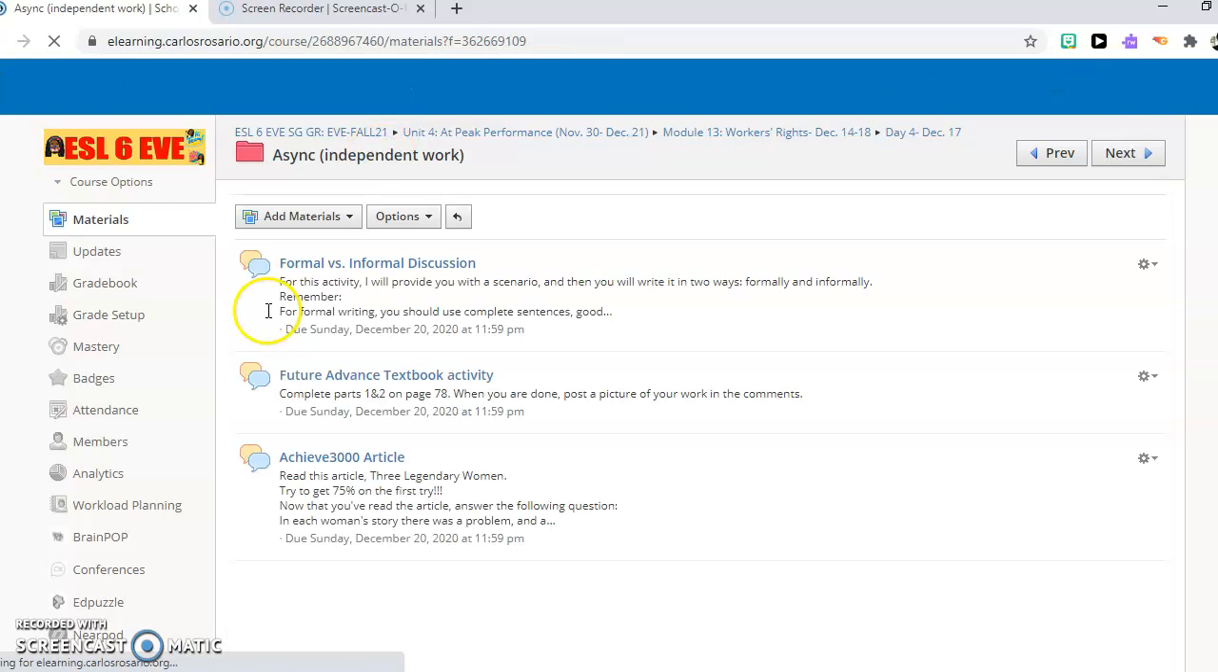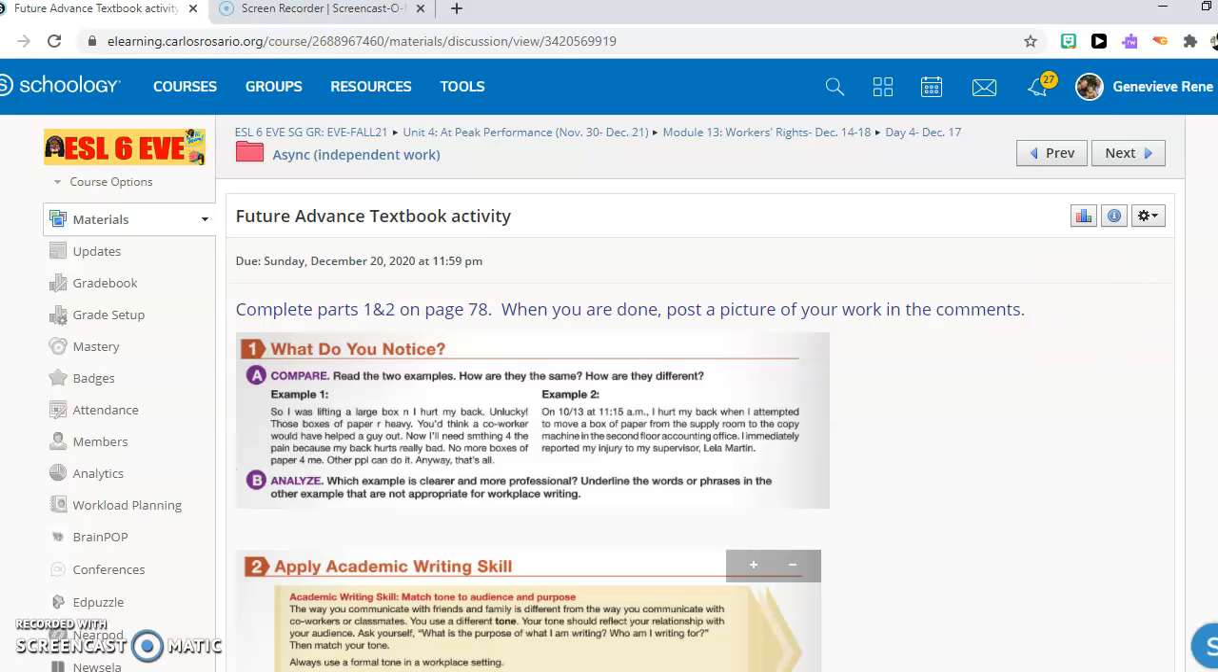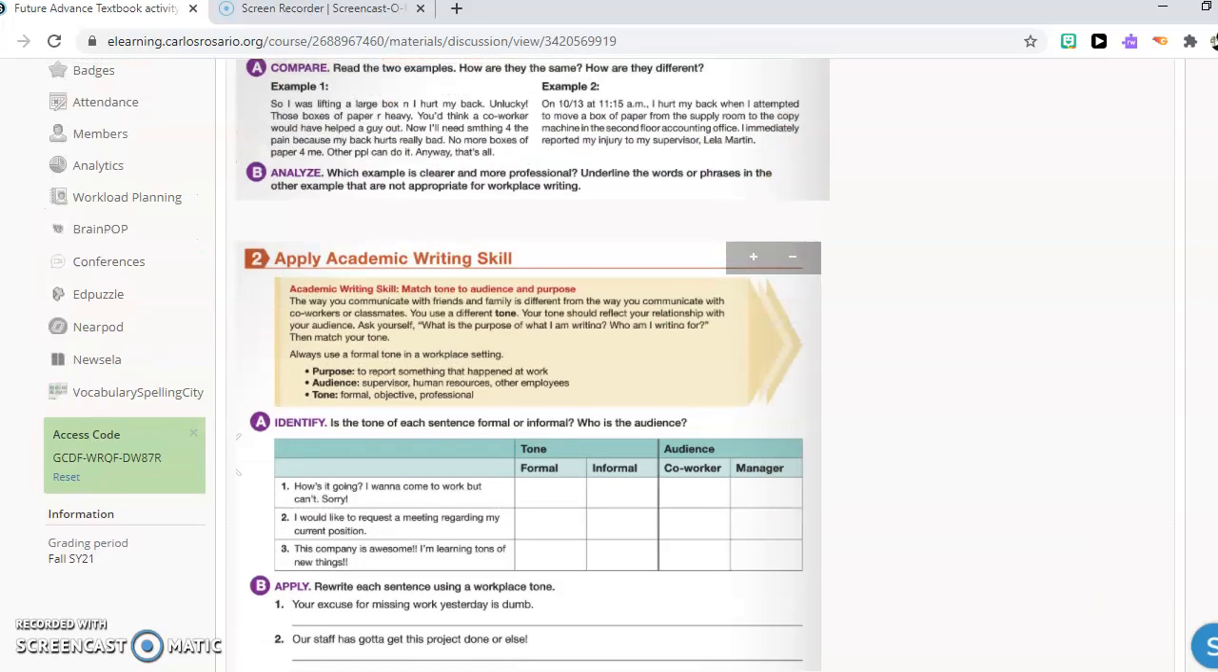All right. Your next activity is in your textbook. You're going to complete parts 1 and 2 on page 78. Take a picture and post in the comments.